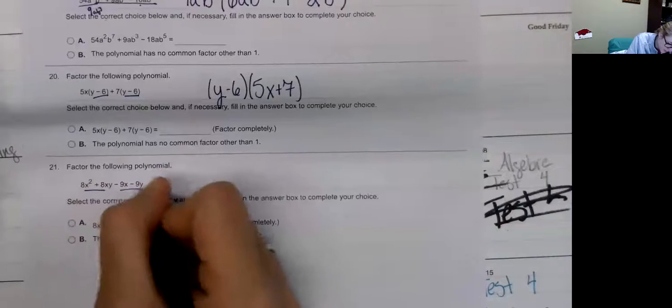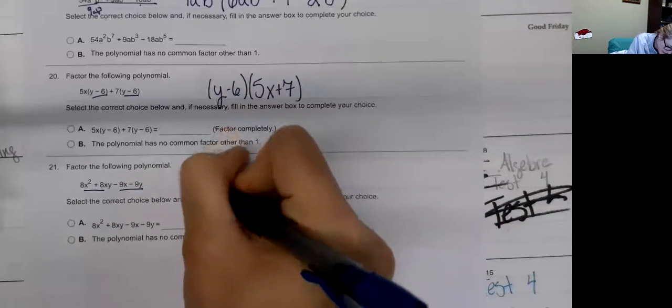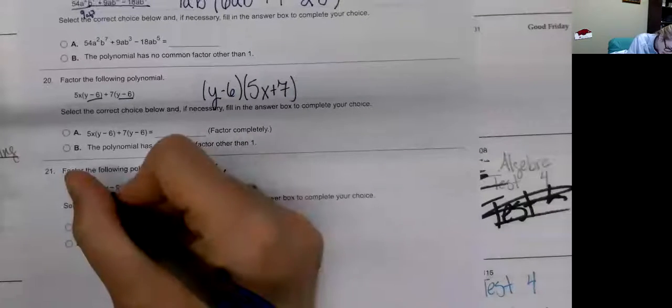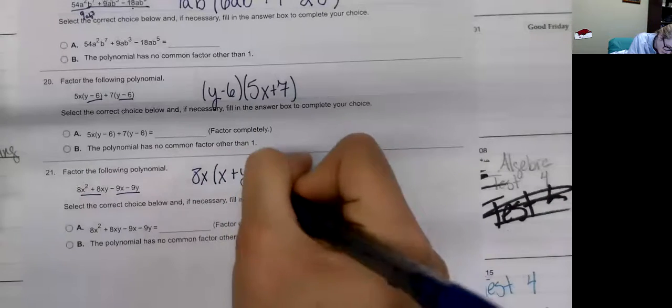It's going to be by grouping because there's 4 terms. Out of this first one, I can factor out an 8 and an x, and so I'd be left with x here. And then if I factor out 8x there, I'd be left with just y.